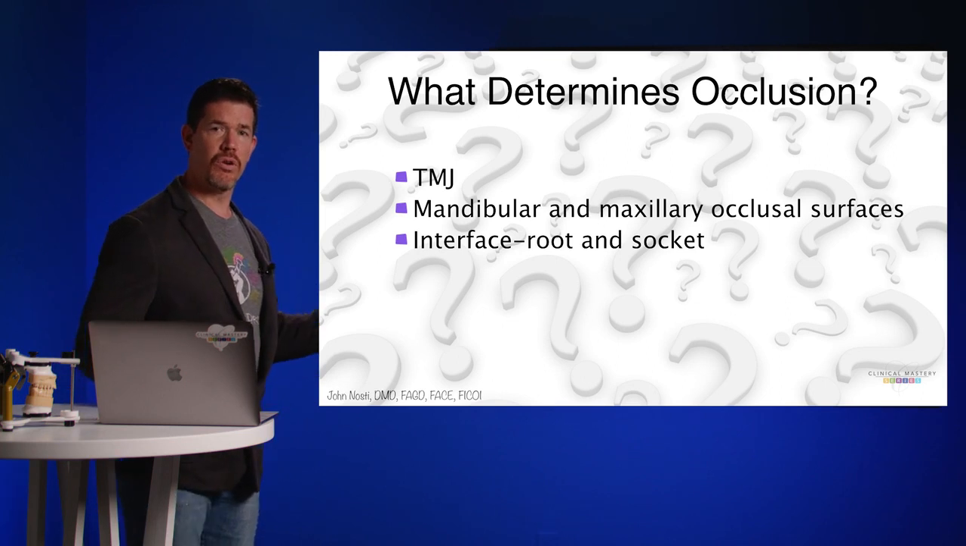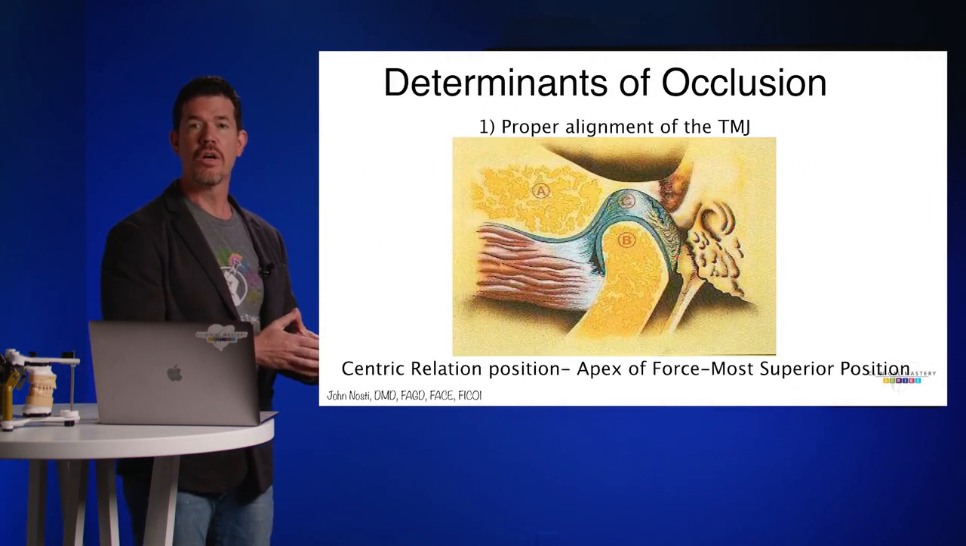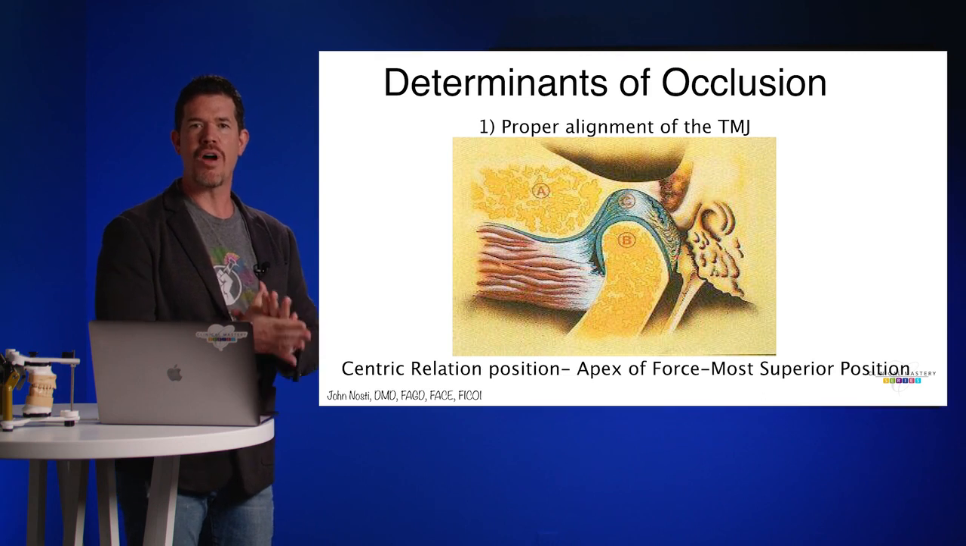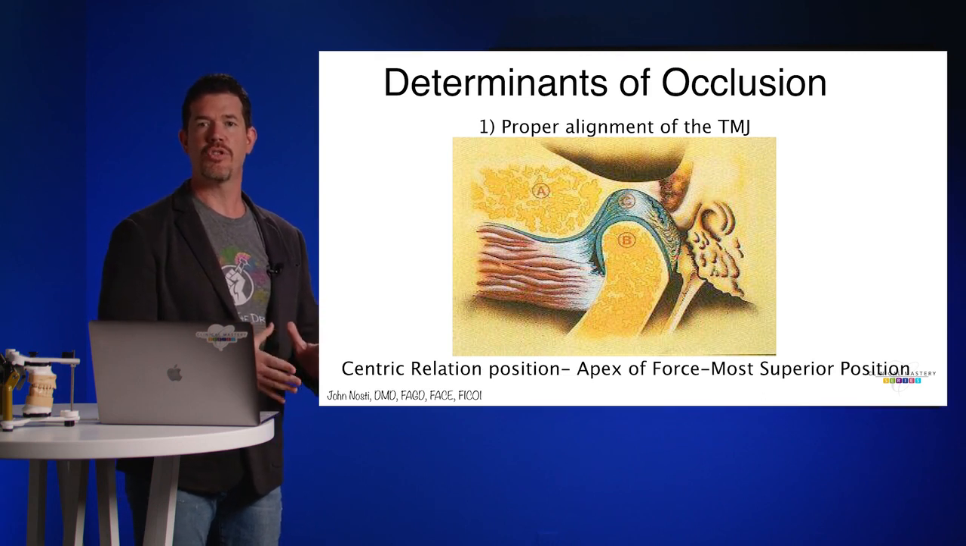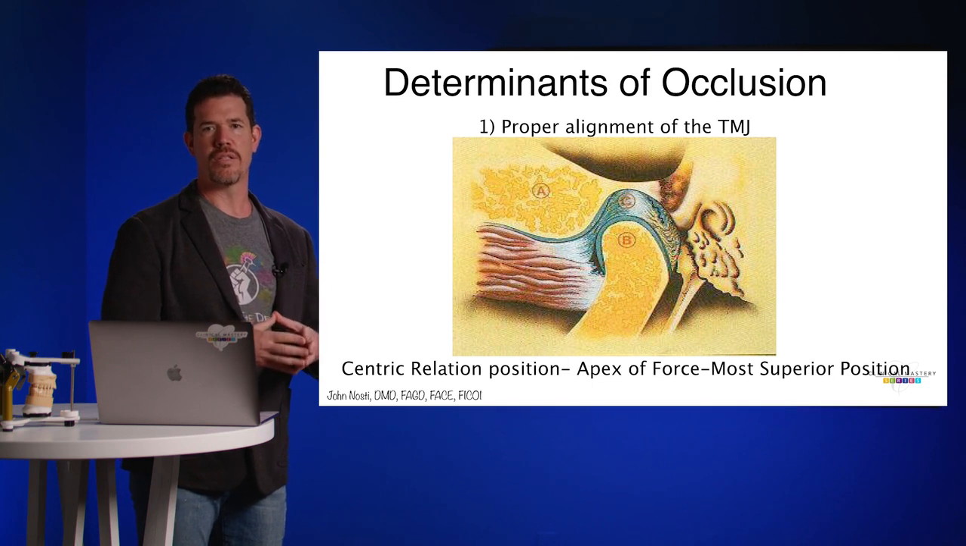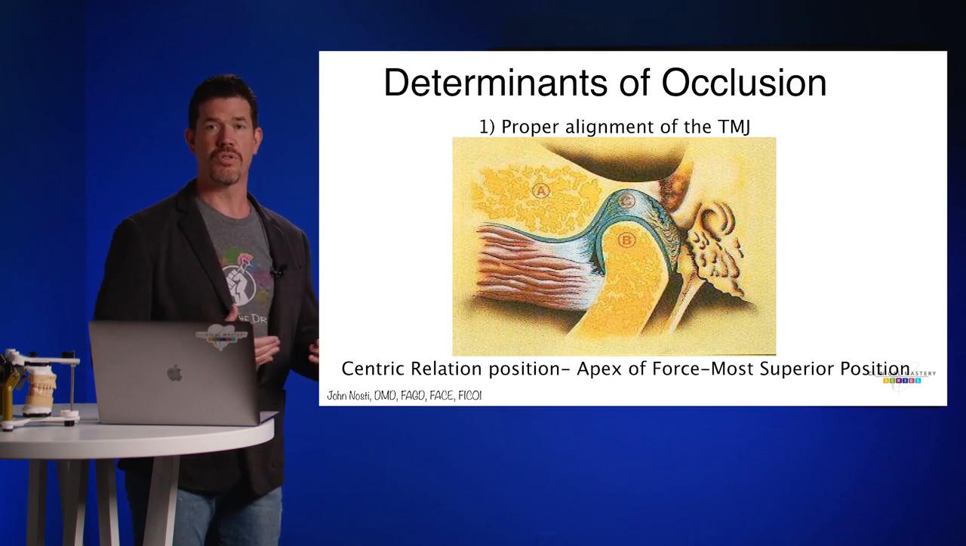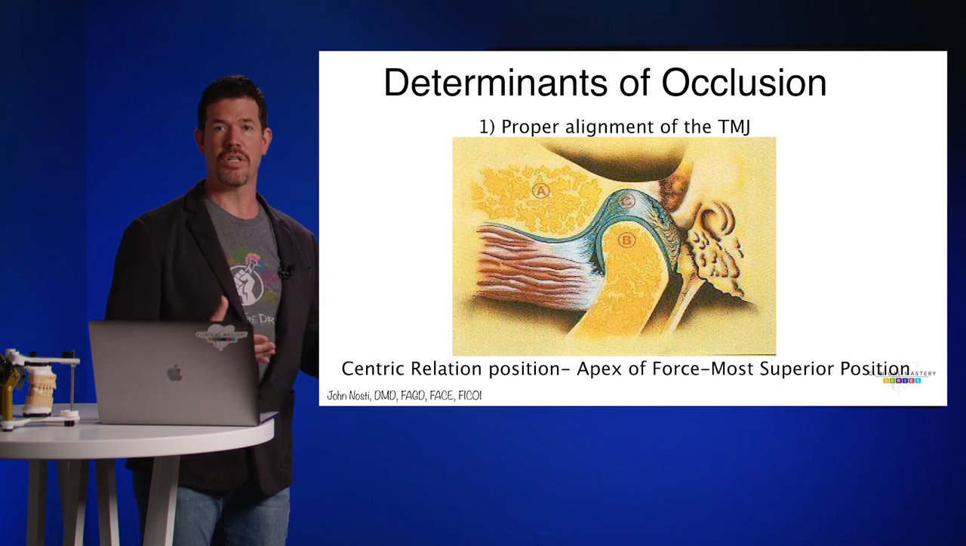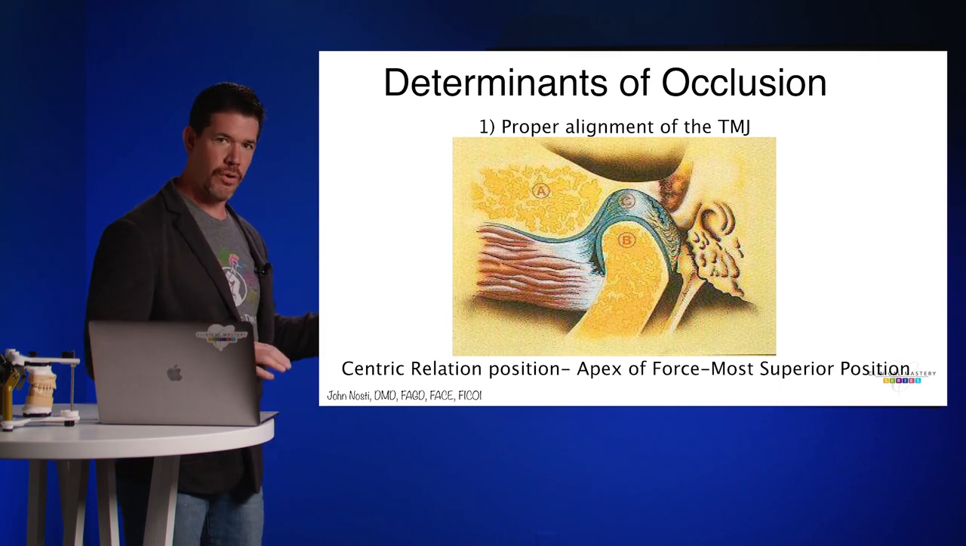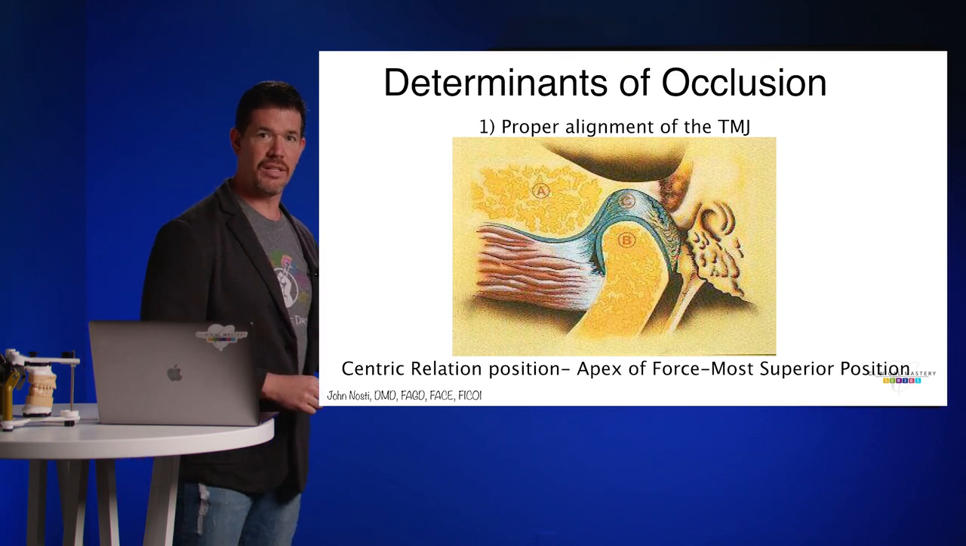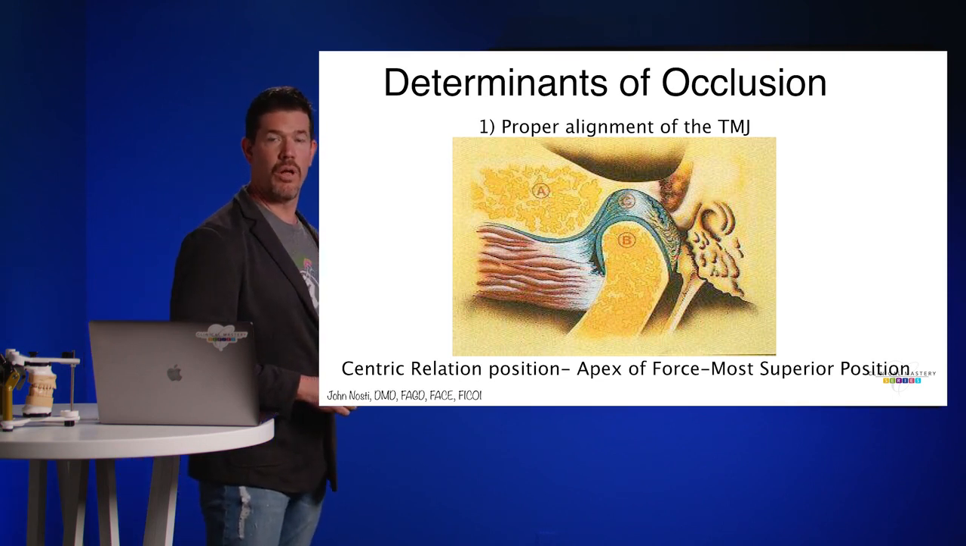So we talked about this earlier, centric relation position, as we see here. We require proper alignment of the TMJ in order to be in centric relation. By definition, the term centric relation is a healthy position of the disc. So the first determinant of occlusion is understanding, is our disc in a normal, healthy position? I know many of you have had a patient who comes in and says, my jaw clicks, my jaw pops, or I hear crackling sound like crepitation. That would be an example of the disc not being in a normal, healthy position.